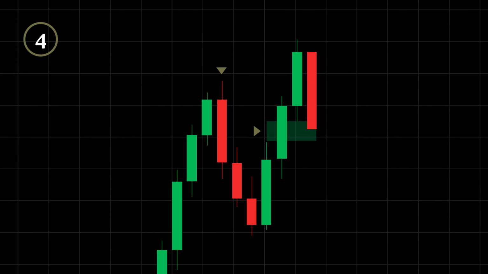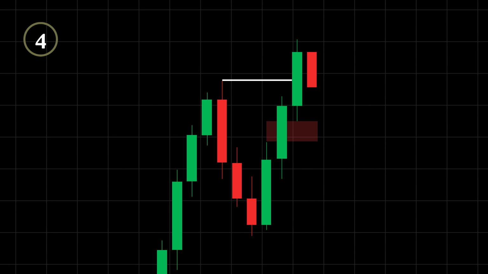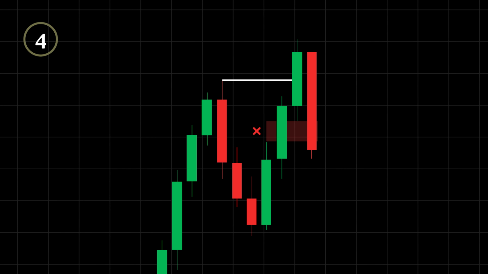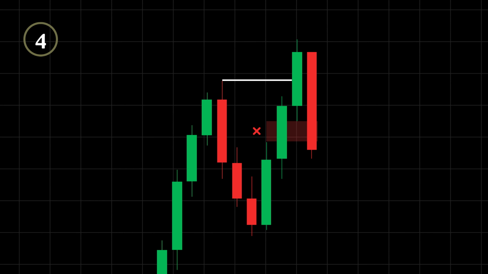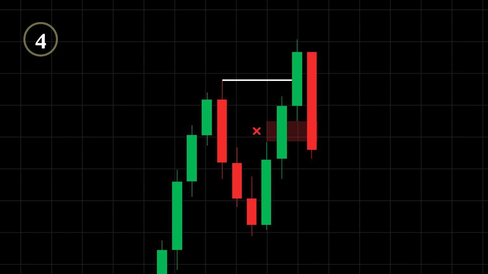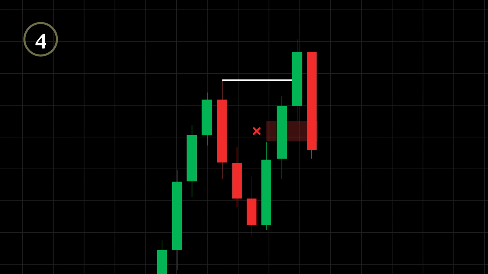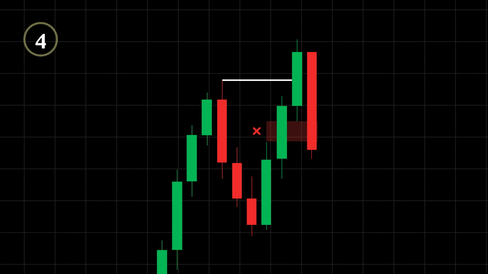If that FVG sits below the liquidity level and price pulls back to it and fails to respect it, this signals potential weakness in bullish momentum, an early clue that order flow could be shifting. Still, this isn't the moment to blindly jump into a trade.